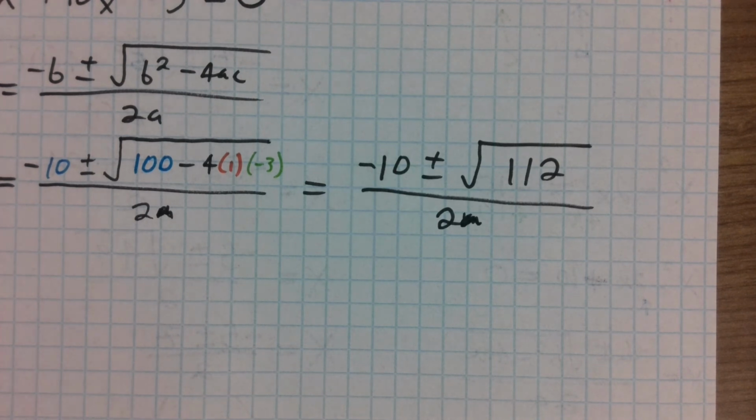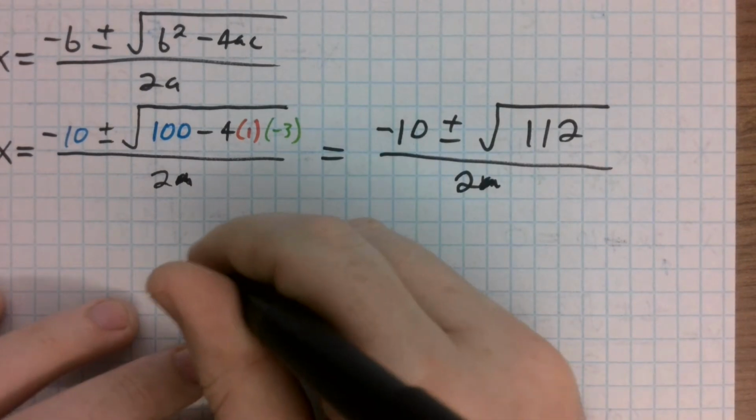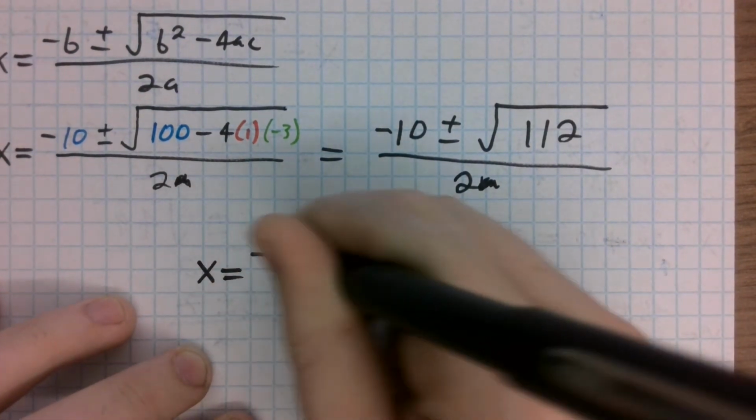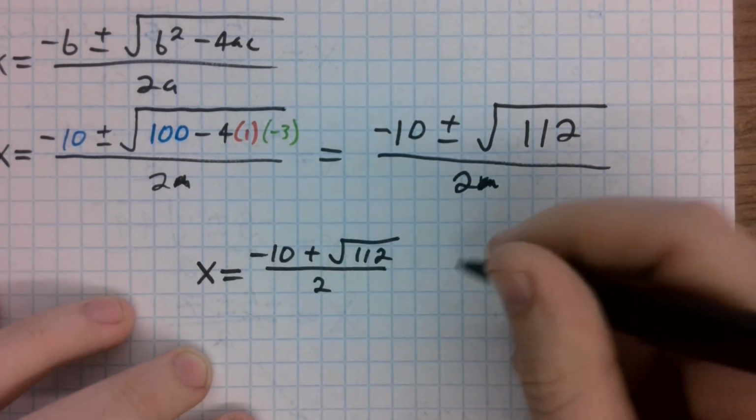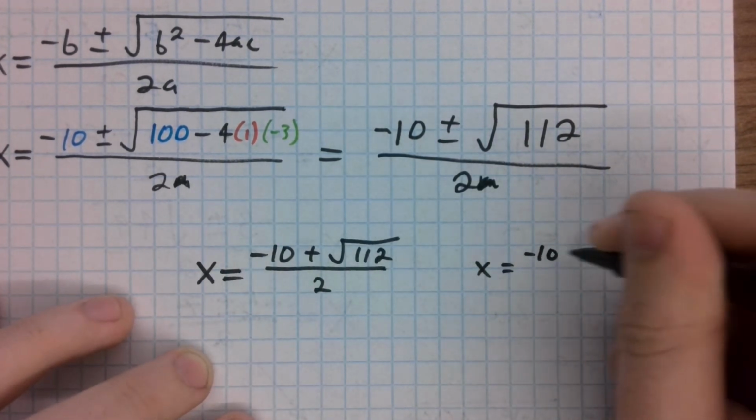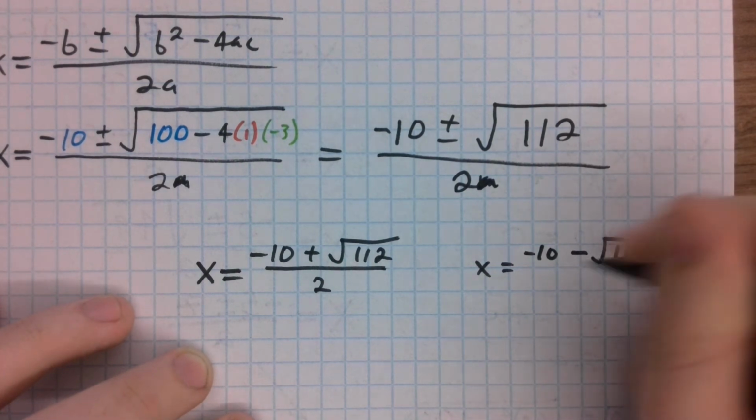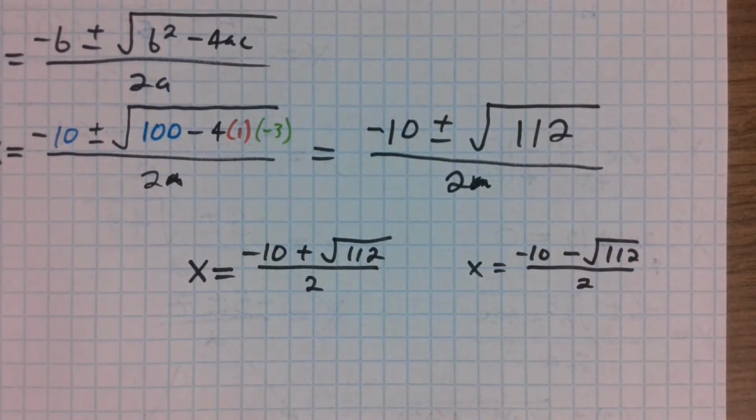This will not give you nice numbers, but it will still give you numbers if you plug it into a calculator. You would get decimals. We don't very much like decimals as our answers. So, what can we do? We can simply write our answer with this square root inside. We would simply say x equals negative 10 plus the square root of 112 over 2, and we would say x equals negative 10 minus the square root of 112 over 2. There we go.